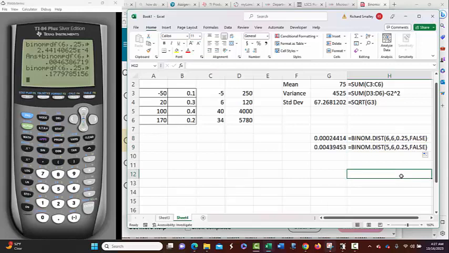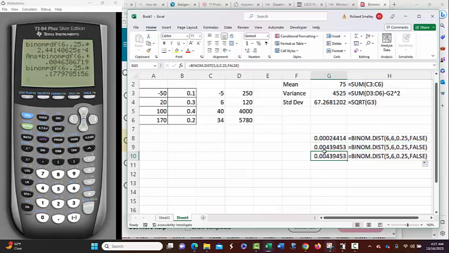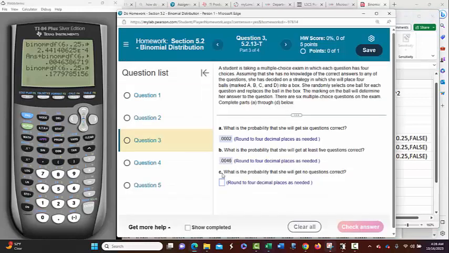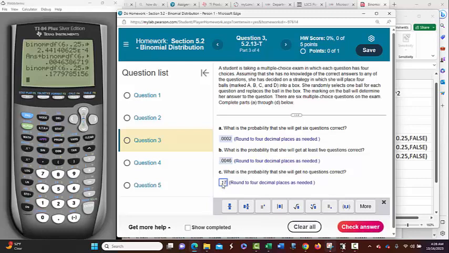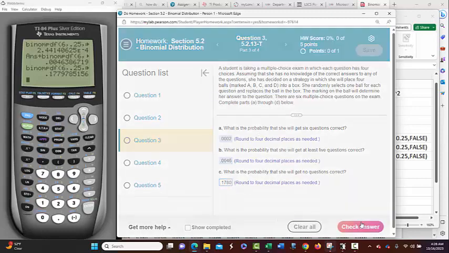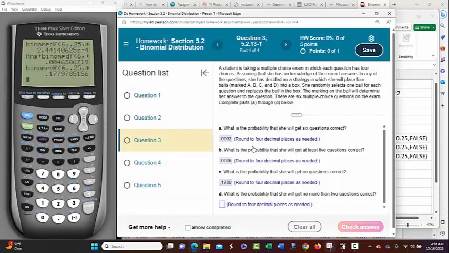Now you can see the difference on that last one. Well, instead of typing over, I'll just drag this down, and then make that a 0 for the number of successes. That looks good, 0.1780 after rounding. Fantastic.